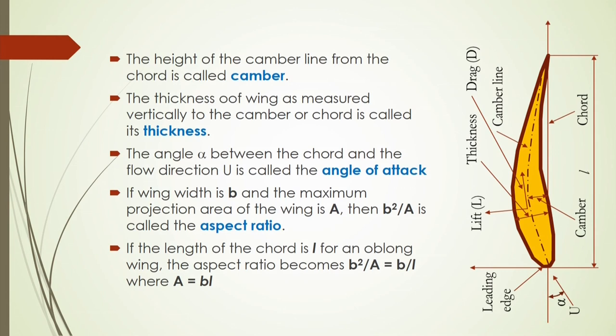Now, in this case the height of the camber line from the chord is called camber, and the thickness of the wing, as measured vertically to the camber or chord, is called the thickness, as shown in the figure. The angle alpha between the chord and the flow direction u is called the angle of attack. If the wing width is b and the maximum projection area of the wing is A, then b square by A is called the aspect ratio. If the length of the chord is l for an oblong wing, the aspect ratio becomes b square by A, and that will be equal to b by l, where A is equal to b into l.